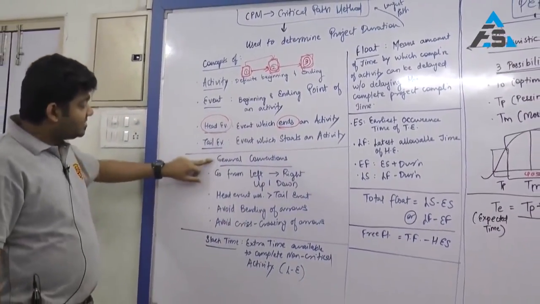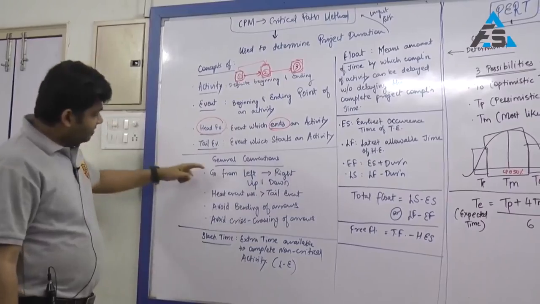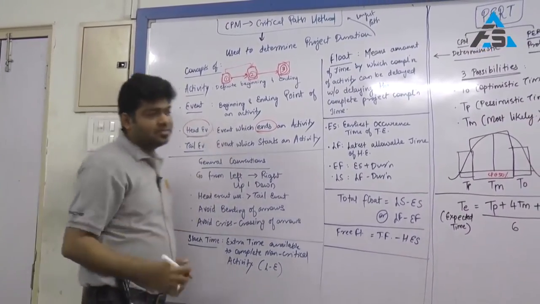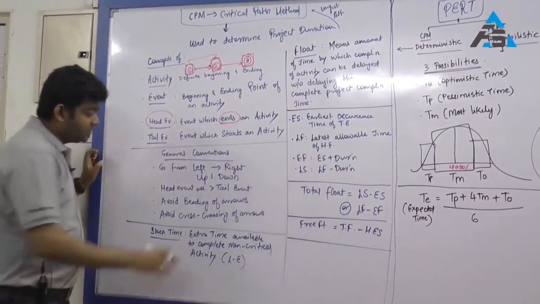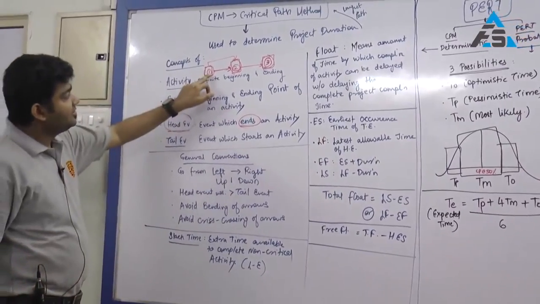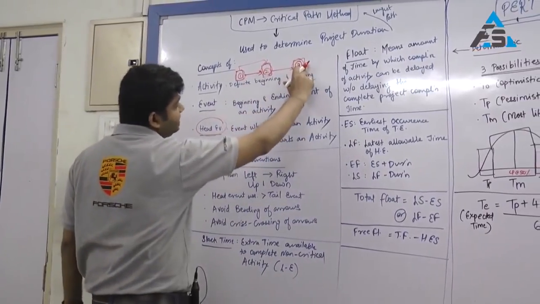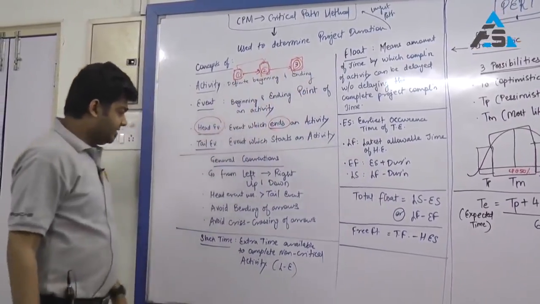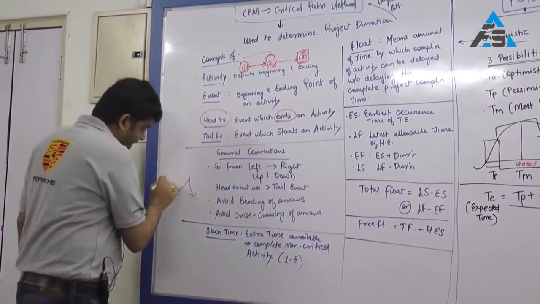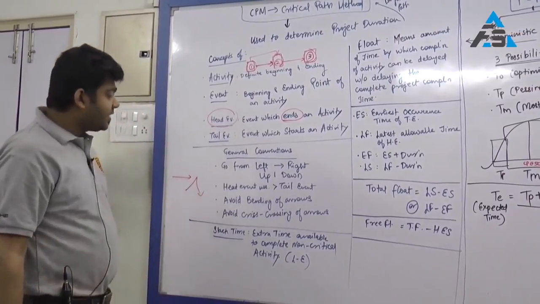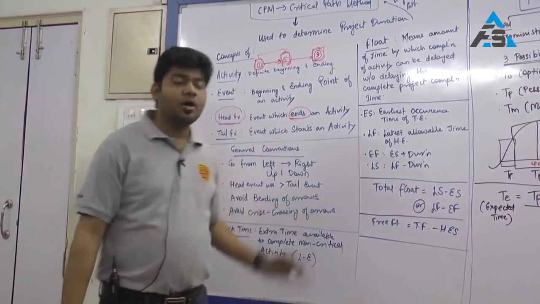Now moving on, what are the general conventions that you need to keep in mind when you are drawing the network diagrams? First, go from left to right, and as far as possible go up and down as well. Second, head event numbers will always be greater than tail event numbers. So here if you see 1 to 2, 2 is head event, 1 is tail event. 2 to 3, 3 is your head event, 2 is your tail event. Avoid bending of arrows. Straight lines should be preferred. Avoid crisscrossing of arrows. Again, you should draw a straight line.